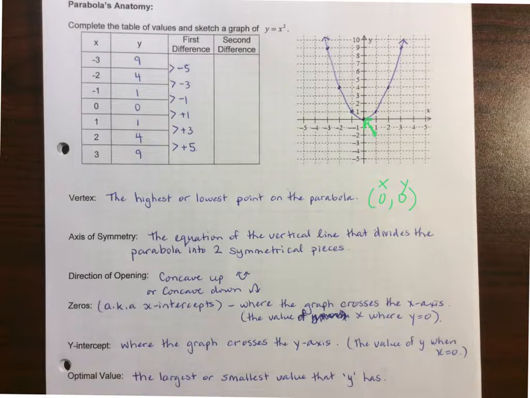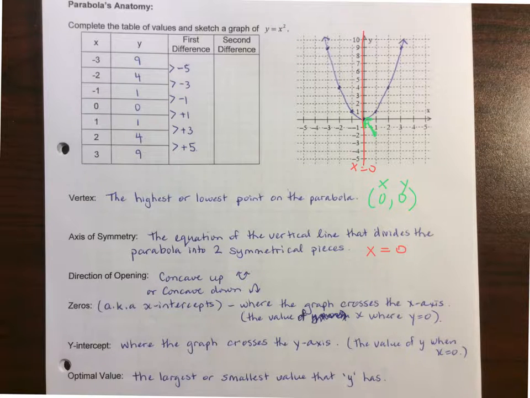Our axis of symmetry is that vertical line that cuts that parabola exactly in half. In this case, the equation for it will be x equals 0. So it's the equation of the vertical line that divides the parabola into two symmetrical pieces. Now, if our vertex was in a different spot, if it was moved left or right, it's going to change where the vertex is, and that axis of symmetry would be different as well.